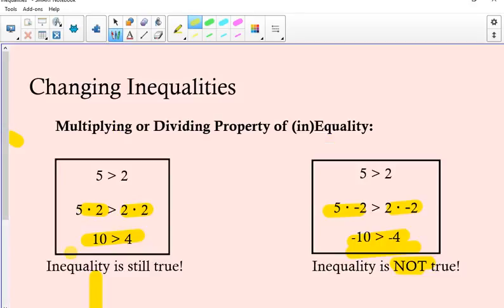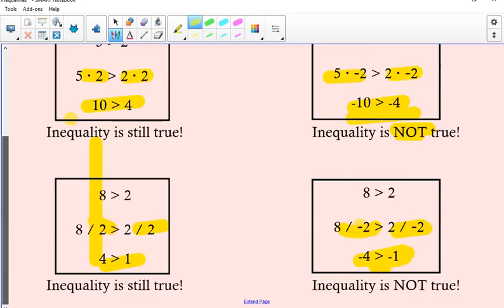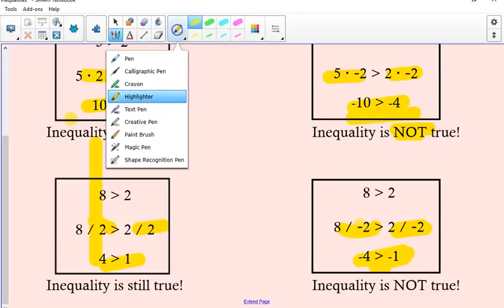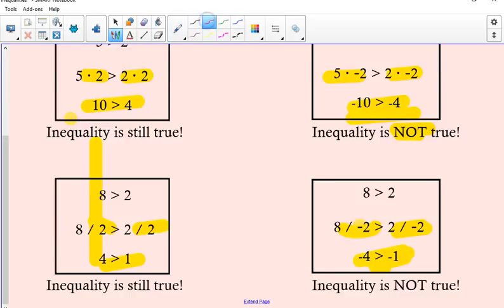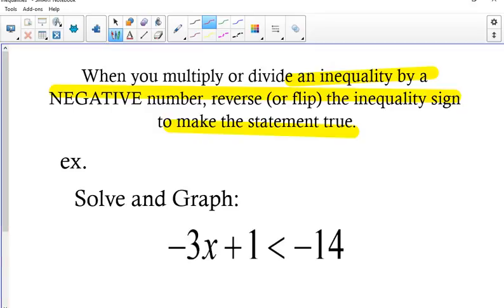Okay? So if we go back and look at this, we looked at this, these are not true. However, if we went in and reversed this sign and said -10 is less than -4, now it's true. Or -4 is less than -1, now it's true. So the only difference about solving inequalities is if you're dividing or multiplying by a negative number, you must reverse the inequality sign to make the statement true.